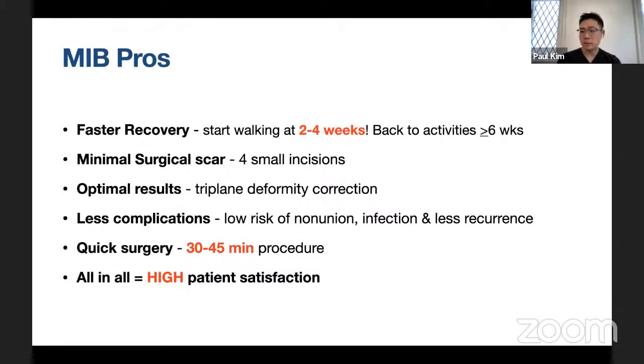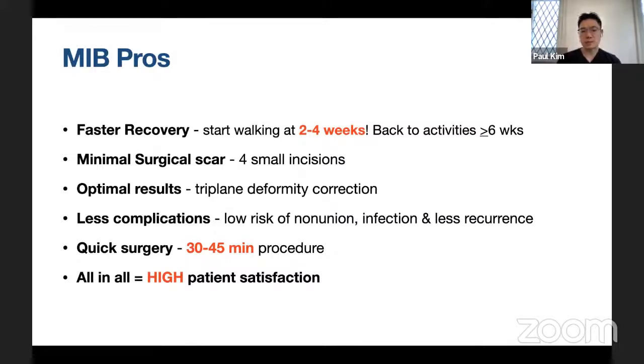Optimal results. I mean, we're talking about a triplane deformity. We'll go over the surgical procedure a little bit, but it's basically correcting it in all 3 planes. There's less complications, low risk of non-union, infection, and less recurrence, as we saw. It's quick surgery. Once you become good at it, it can be 30 to 45 minutes. I would say now my surgeons are down about 20 to 25 minutes for this. All in all, it's a very high patient satisfaction.